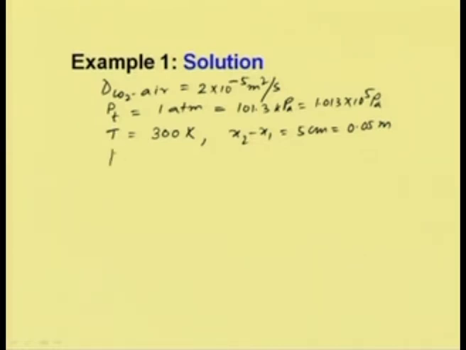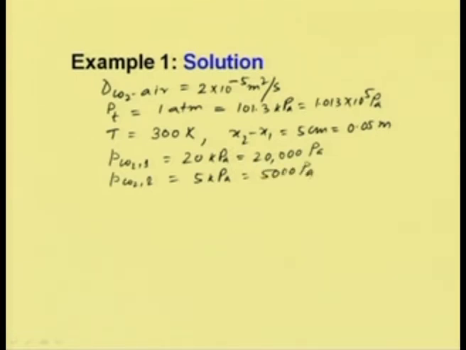The partial pressure of CO2 at point 1 is 20 kilopascal, which is equal to 20,000 Pascal. The partial pressure of CO2 at point 2 is given as 5 kilopascal, which is 5,000 Pascal, and R is known to us, 8314 in SI unit, Pascal meter cube per k mole Kelvin.